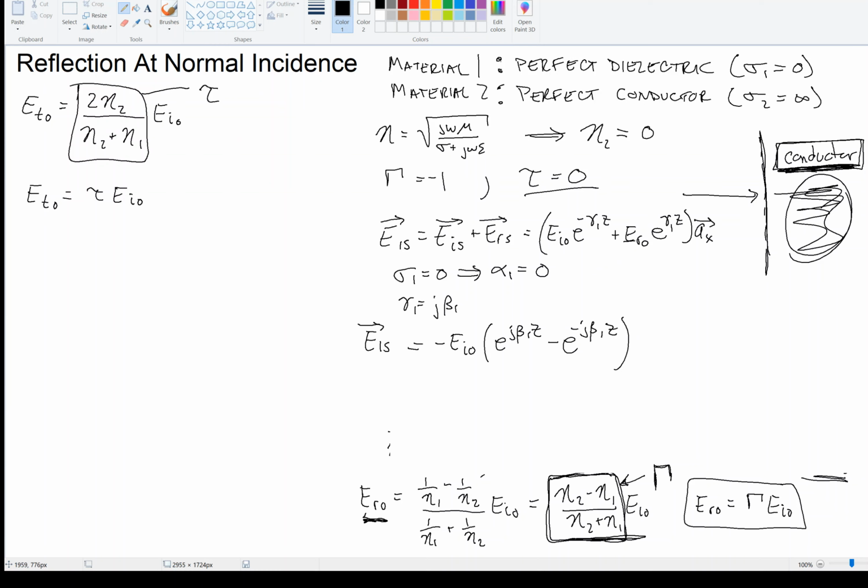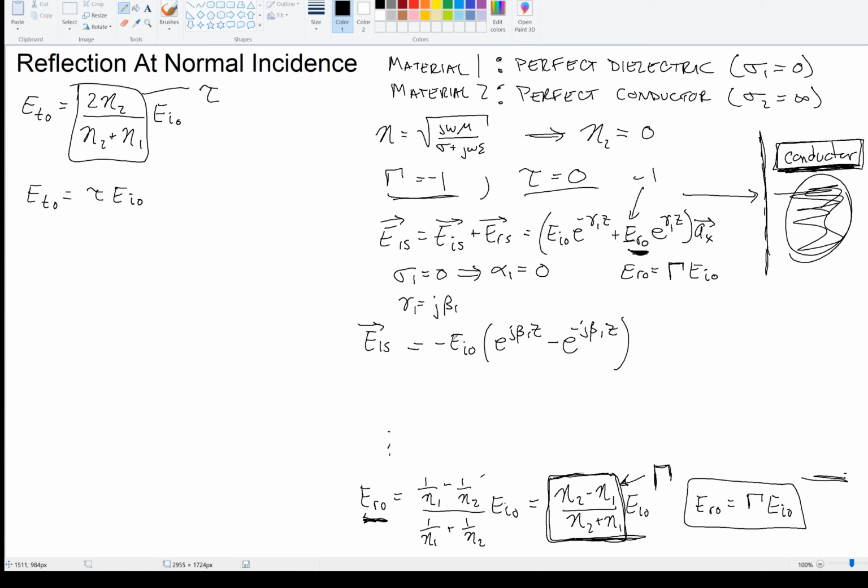And why is that? Or I guess what happened to the ER? Remember that ER is equal to the reflection coefficient times the incident, like this. So the reflection coefficient is -1. That's where a -1 comes from. I pulled that minus out, making that there.